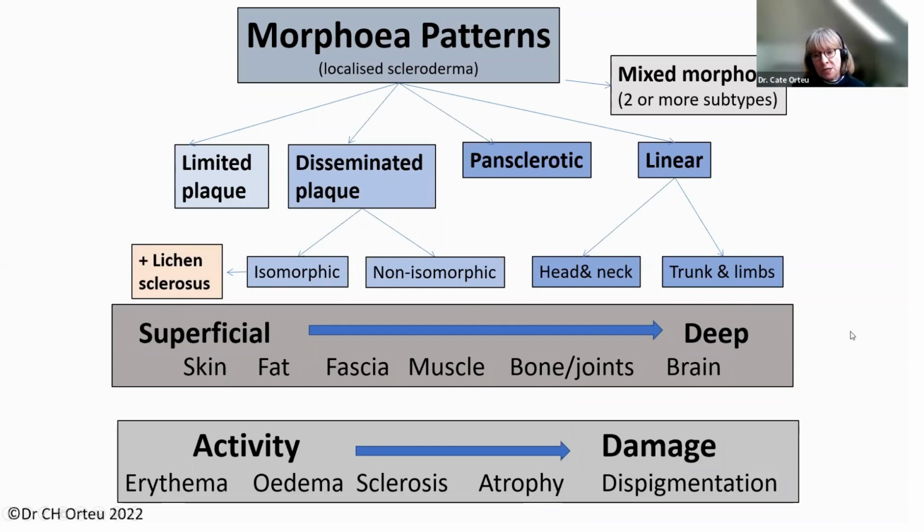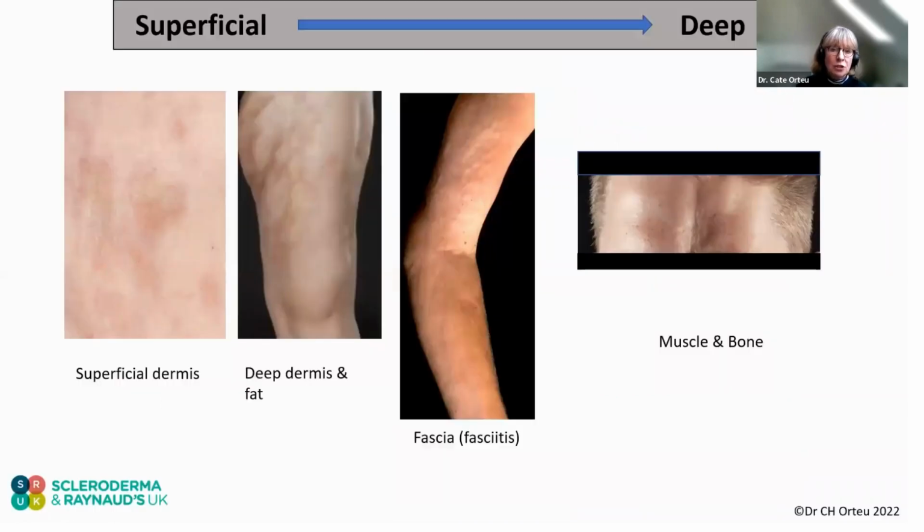And then the other important modifiers and qualifiers really are whether or not there is superficial disease or deep involvement, and whether or not it is active, or whether it's in a sort of damaged late stage. So these will determine how we approach the condition and how we might manage it from a medical perspective. So just to again illustrate the superficial versus deep. This is superficial disease. It's involving the superficial part of the dermis. There's not much in the way of puckering going on, there's no obvious tissue loss.